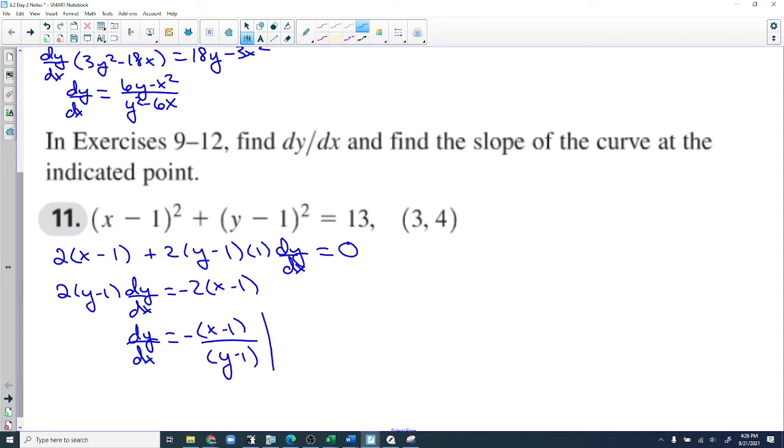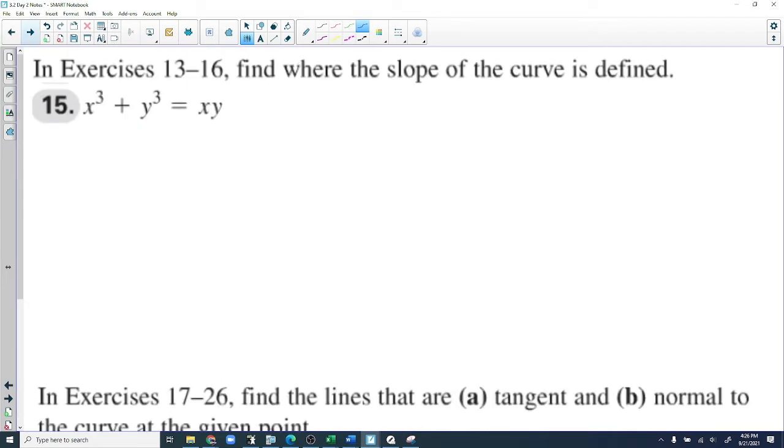Now the 2's are going to cancel, so you just end up with x minus 1 over y minus 1. We're going to evaluate that at 3, 4. So 3 minus 1 is 2, so negative 2. 4 minus 1 is 3, negative 2/3. Find where the slope of the curve is defined.